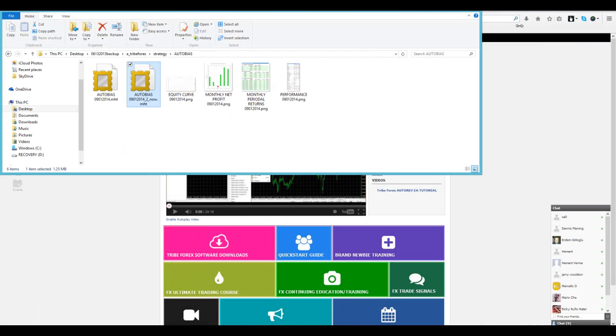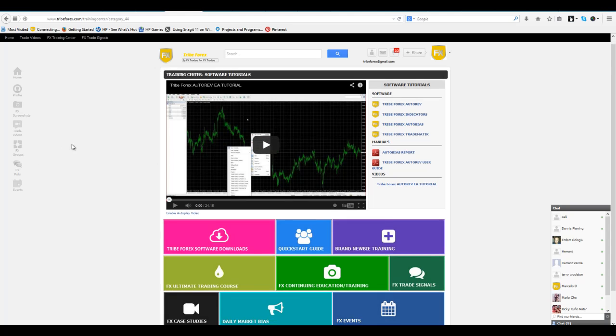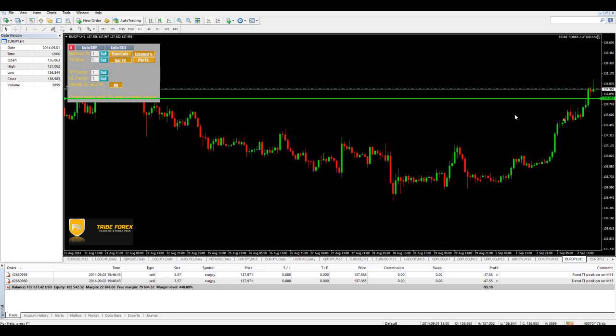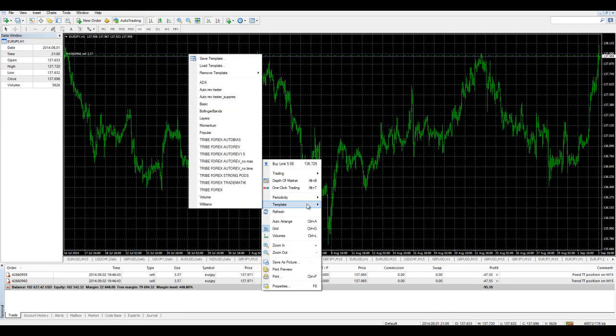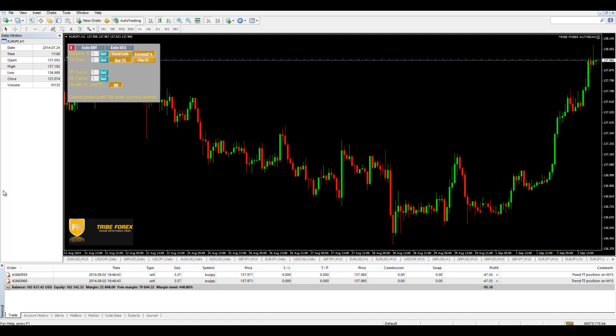Having said that, I want to talk about the auto bias itself. I'd like to show you exactly how it works. So this is the auto bias. When you download it, I'm going to start with a fresh chart. It's really this simple. I'm going to use the euro yen, right click, go to templates, and then go straight to Tribe Forex Auto Bias. Really simple. Clearly we're in a fixed TT trend position. That is a euro yen sell on the 15-minute with our TT, with our auto rev software.